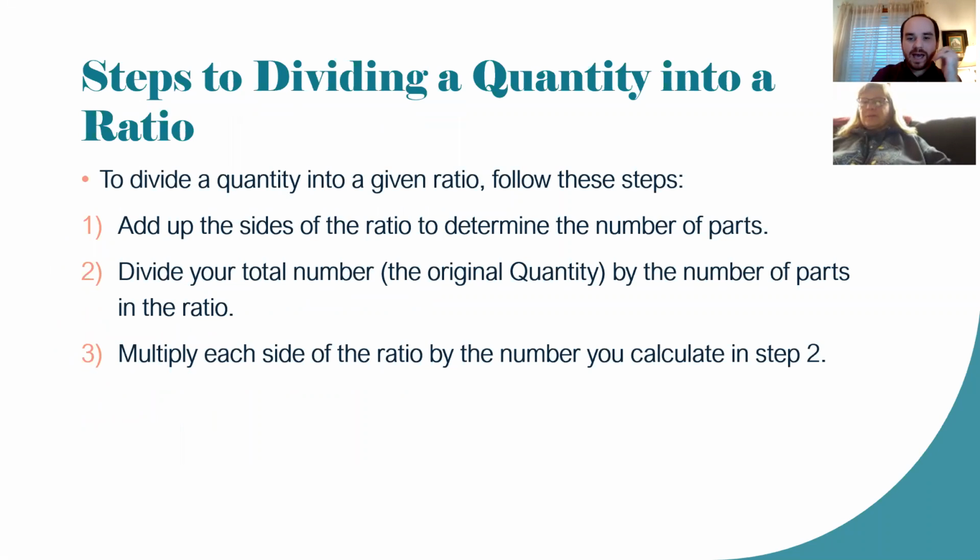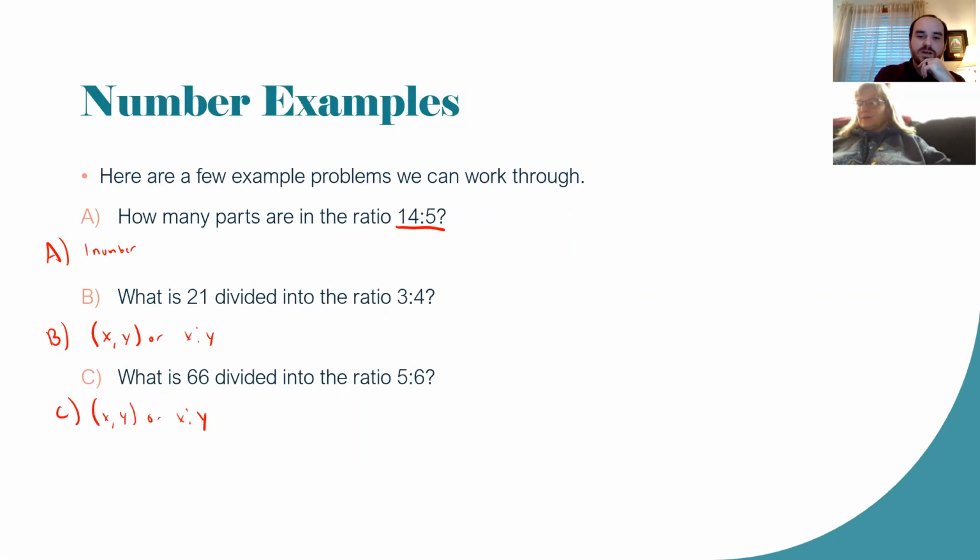So step one is to add up the sides of the ratio to determine the number of parts. So we want to figure out how many parts are in the ratio of 14 to 5. So we're going to just add up the two sides of the ratio. So all we have to do here to figure out how many parts there are, 14 to 5, is 14 plus 5, which is 19. So there are going to be 19 parts here.